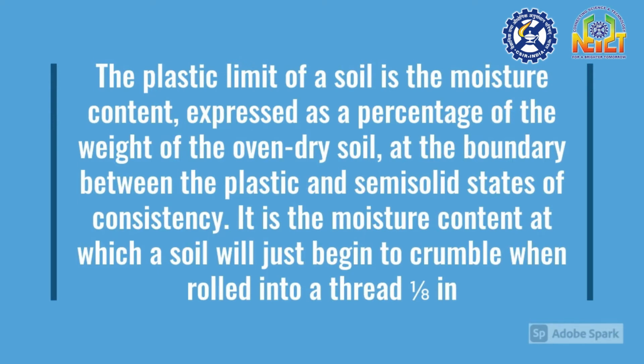The soil in plastic state can be molded into various shapes or sizes. As the water content is reduced, the plasticity of soil decreases. Ultimately, the soil passes from plastic state to semi-solid state when it stops behaving as a plastic. It begins to crumble when rolled into a thread of soil of 3 millimeter diameter. So this is the method, and this is how we will be determining the plastic limit.